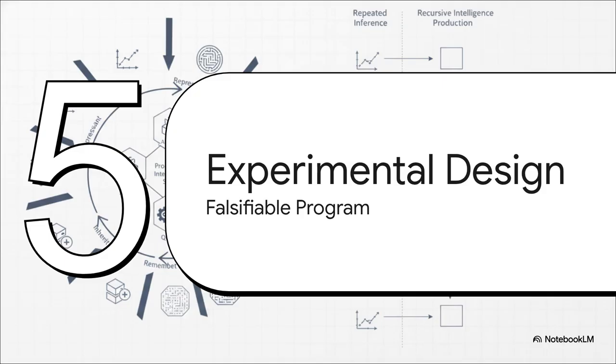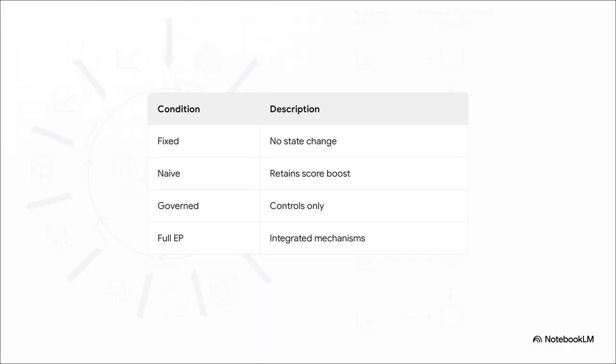Section 5. Falsifiable experimental design. This distinction is experimentally testable. Theoretical assertions regarding recursion demand empirical, falsifiable validation. The paper provides a highly constrained experimental design comparing 4 precise conditions. First, a fixed workflow condition, characterized entirely by repeated inference with 0 persistent productive state modification.